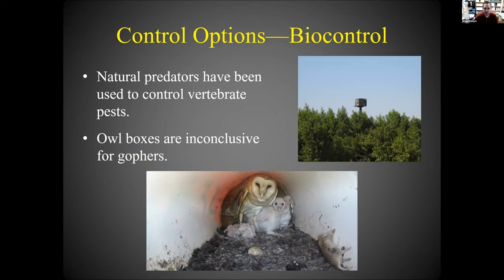Barn owls tend to be relatively non-territorial, so we can artificially inflate barn owl densities in a given area. And barn owls do consume a large number of rodents, including gophers. In fact, a breeding pair might consume 1,000 to 3,000 gophers in a particular year. So certainly they are very efficient predators of rodents, including gophers.